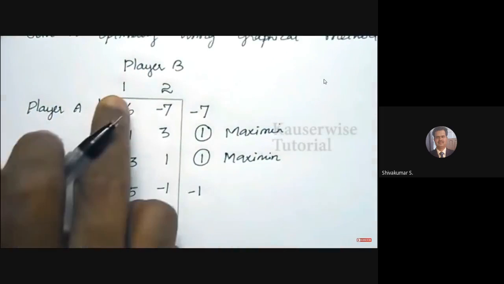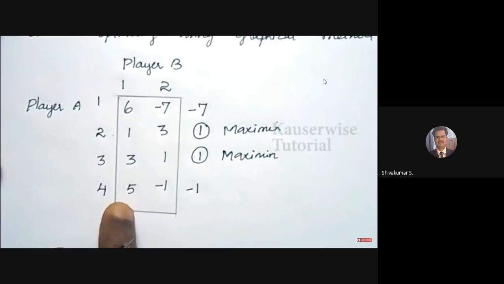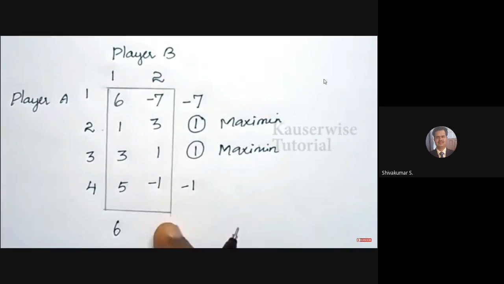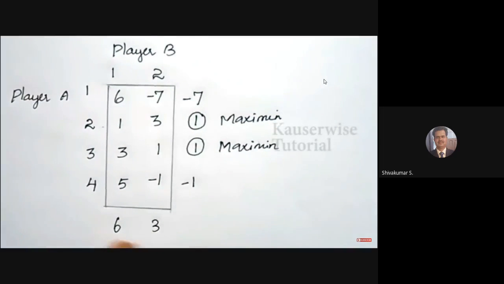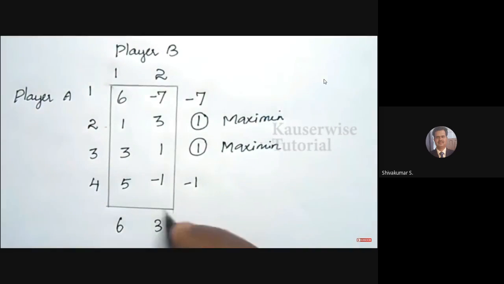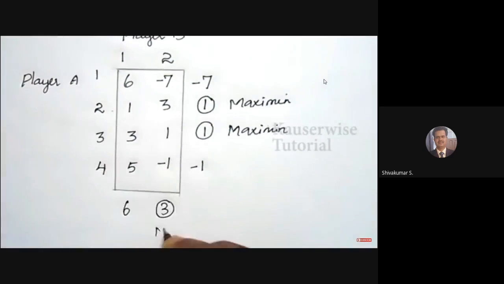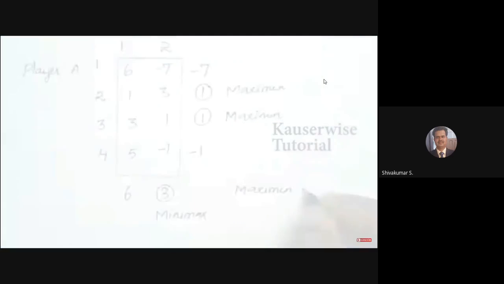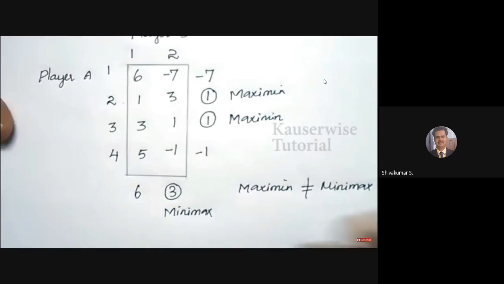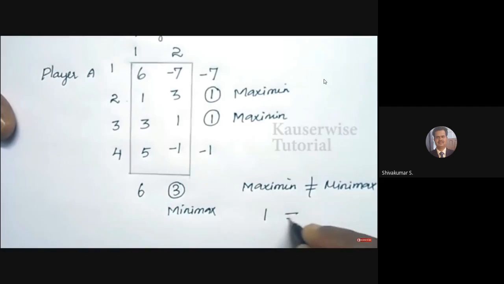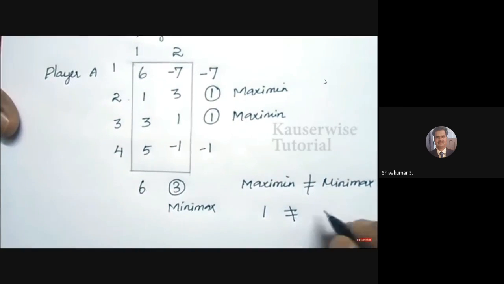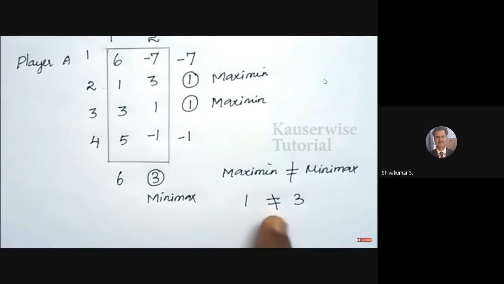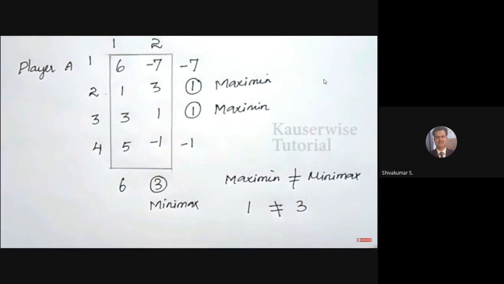For that, find out the maximum value in each column. In the first column, maximum value is 6. In the second column, maximum value is 3. Among these values, which one is minimum? 3 is the minimum value. That is the minimax value. So, maximin value 1 is not equal to minimax value 3. Hence, the game has no saddle point. As a result, the players will have mixed strategy.